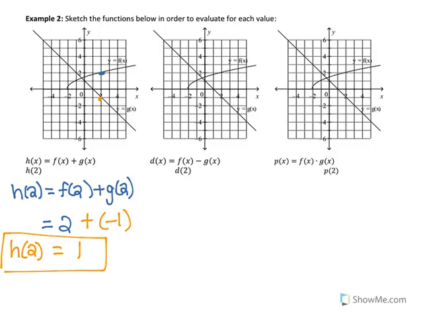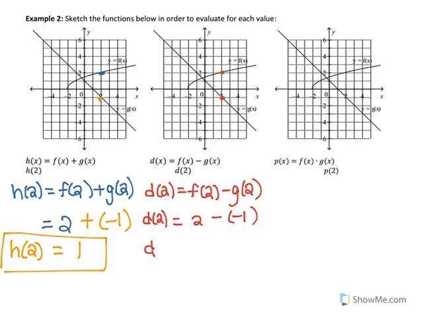So we'll do another one. We're going to do the difference this time. The difference evaluated at 2 is going to be f evaluated at 2, subtract g evaluated at 2. We already did this. We know that f evaluated at 2 is 2, and g evaluated at 2 is negative 1. So d evaluated at 2 is going to be 3.